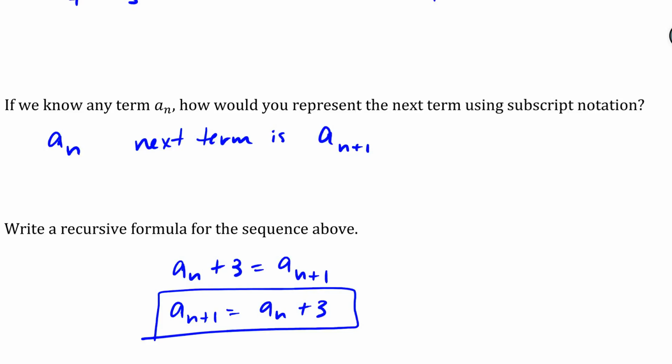Notice the recursive sequence is very different than the explicit sequence, because the recursive sequence is dependent on you knowing one of the terms that's next to the term that you want to find. So I need to know the previous term. So if I wanted to find the 207th term, I would need to know the 206th term if I wanted to use this recursive formula.